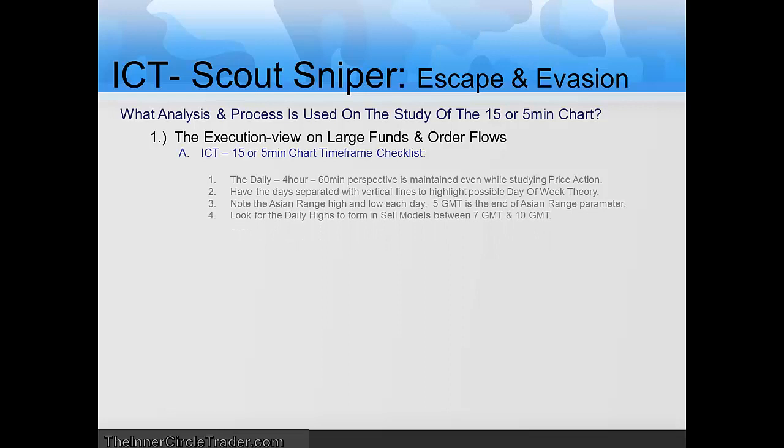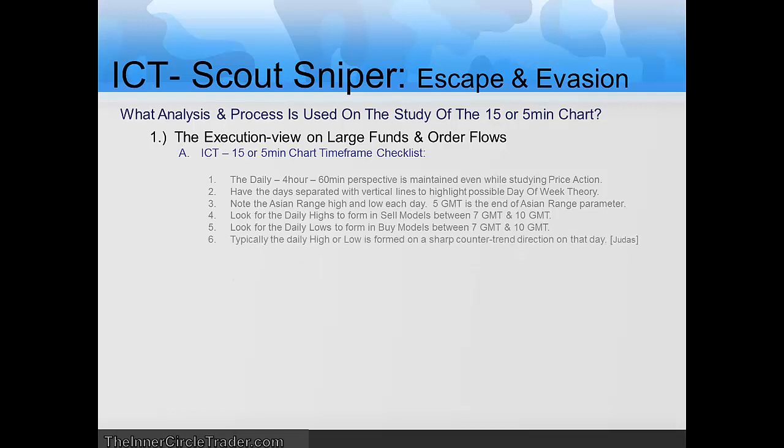Look for the daily highs to form in sell models between 7 GMT and 10 GMT. This is typically the London session. London invariably has a high probable likelihood of forming the daily candle's high or low. If we formulated the trading bias to be bearish, we could be hunting the daily candle's high to form between a specific time window, and generally that's 7 GMT to 10 GMT, or the London session. And conversely, if you look at the daily lows, you could find them forming in buy models between 7 GMT and 10 GMT.